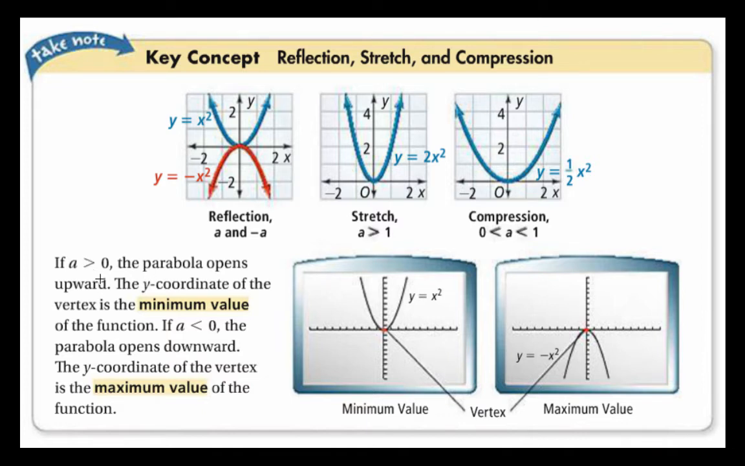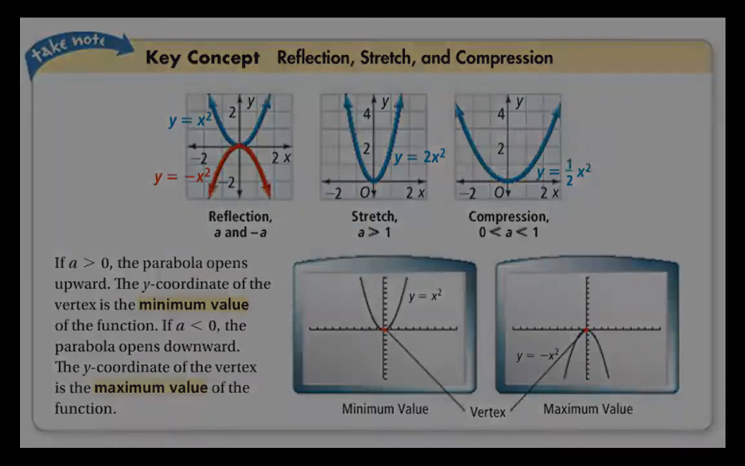So if a is greater than 0, the parabola opens upward. The y-coordinate of the vertex is called the minimum value of the function. Okay, so we see that here. Here's an example of our parent function, y equals x squared. The vertex is what's called a minimum value. What that means is there are no y values less than that on this graph. It's the bottom one, the least value, the minimum value. And if a is less than 0, the y-coordinate of the vertex is the maximum value of the function. So we see that illustrated here in this graph on the right. If it opens downward, then the vertex is what we call the maximum value.